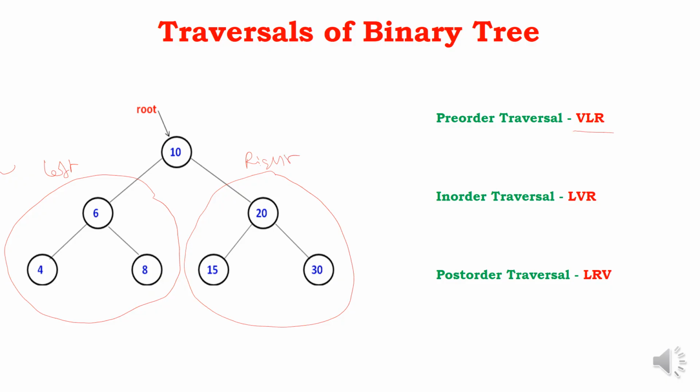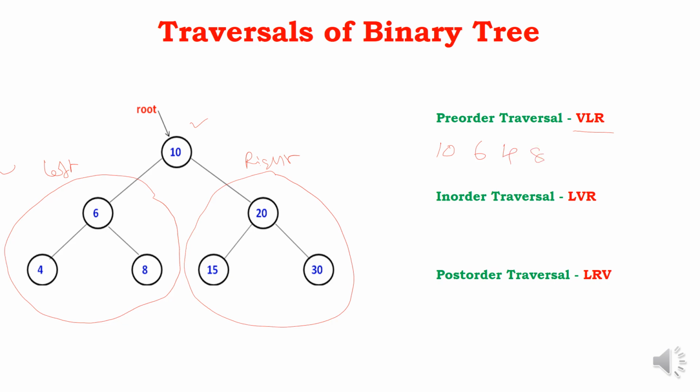Pre-order traversal is V L R. Visit root node. L means traverse left binary tree in pre-order. R means traverse right binary tree in pre-order. So visit root node. Root is 10. Then traverse left binary tree in pre-order. Pre-order means visit root node 6, then left value 4, then right value 8.